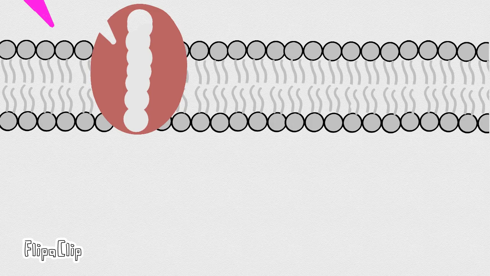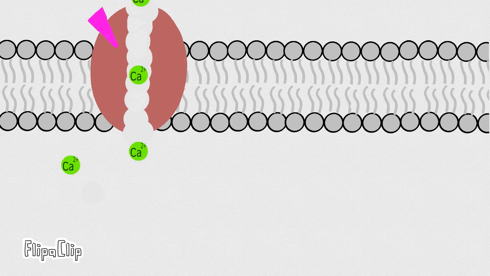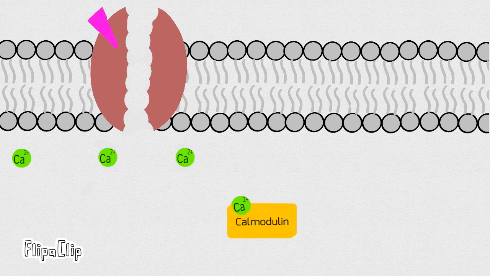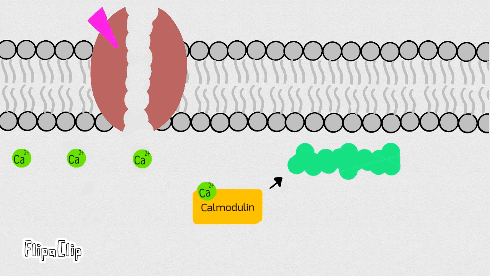Here we have our ligand floating to its receptor, causing a calcium channel to be made within the protein. Calcium flows out and can change the electrical property of the cell, stimulate muscle contraction, secretion, or it can bind to calmodulin, form the complex, and activate protein kinase, which will in turn cause physiological change.